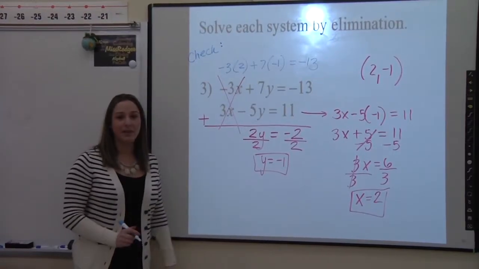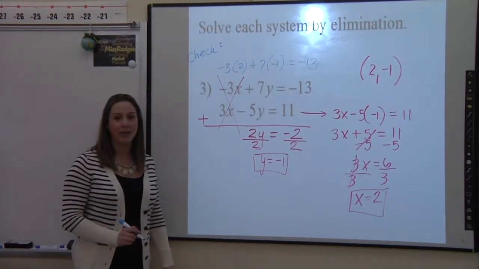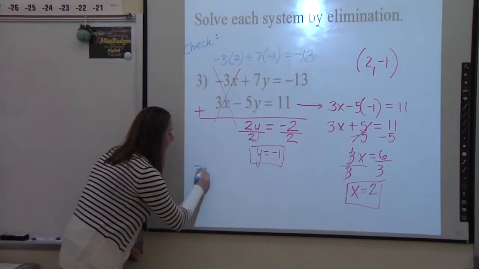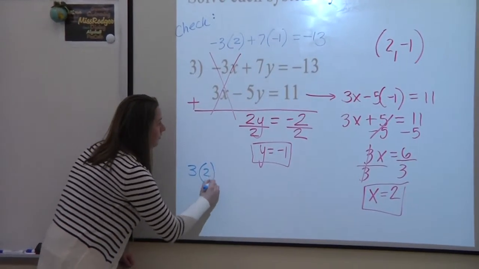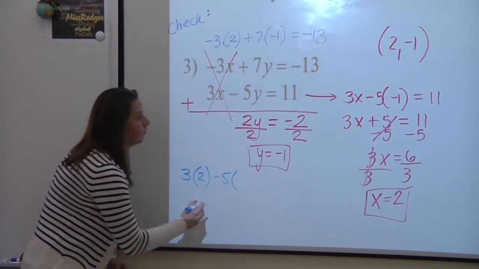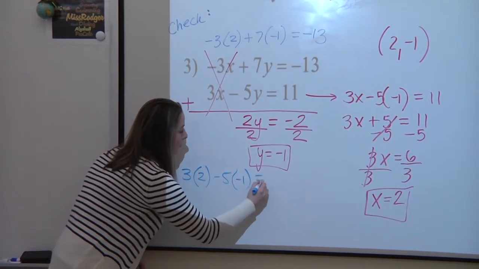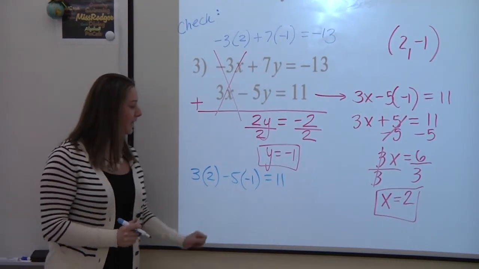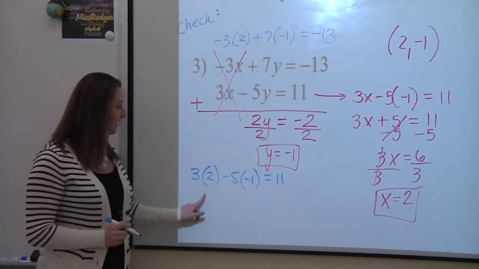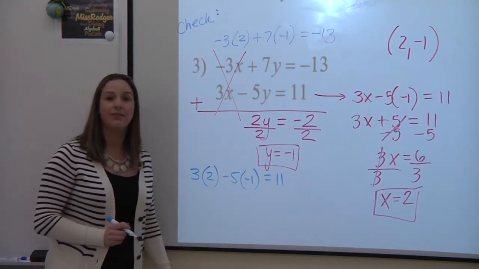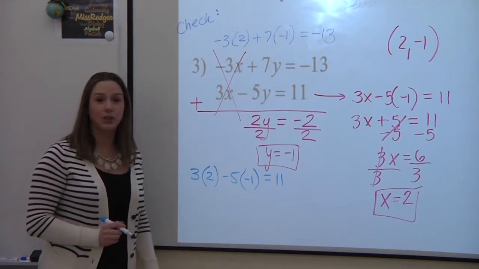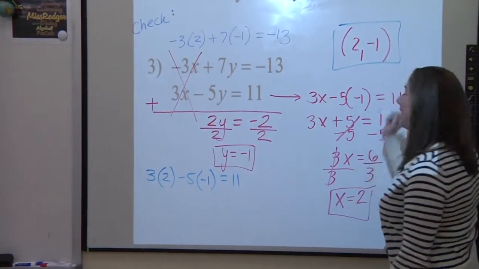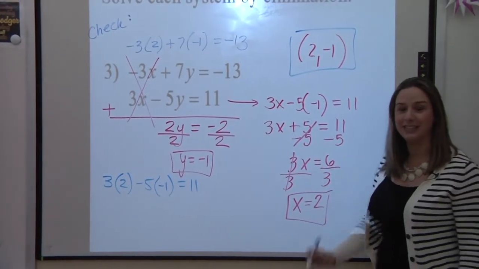Let's take a second and verify that our solution 2, negative 1 satisfies the second equation. 3 times 2 is 6. 5 times negative 1 is negative 5. 6 minus negative 5 is 11. So this does verify that 2, negative 1 is the solution to this system.